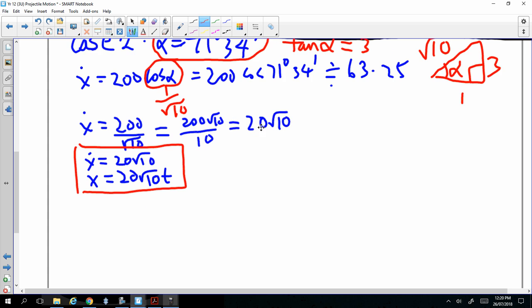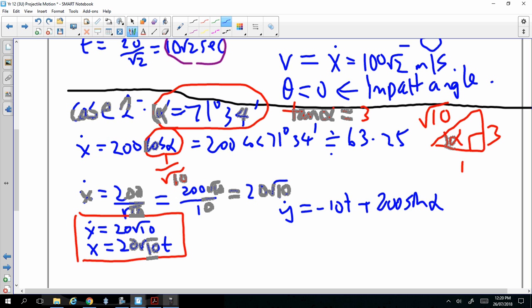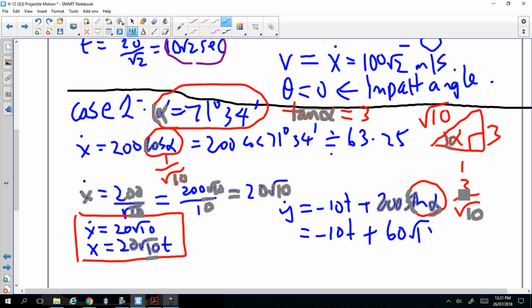And the same thing for y dot. So y dot is negative 10t plus 200 sine alpha. And from the triangle, sine alpha is 3 over root 10, which you can simplify, which is negative 10t plus 20 root 3, so 60 root 10. That's y dot, and then y is negative 5t squared plus 60 root 10t. Okay, so draw a box around it. And then we're going to answer the flight time and the impact speed.